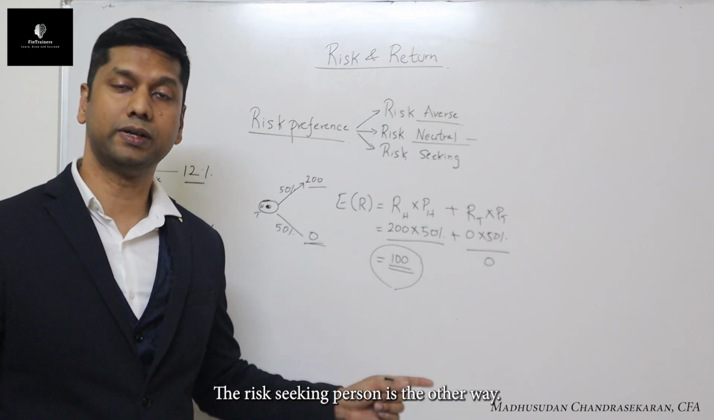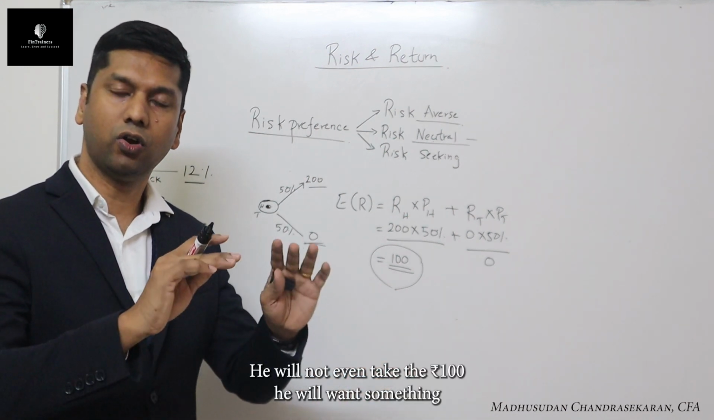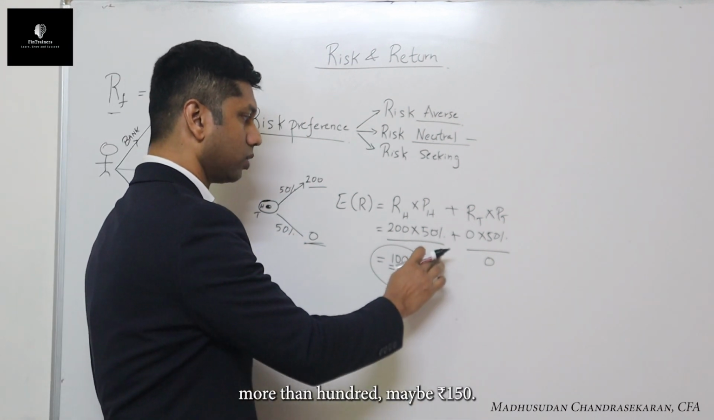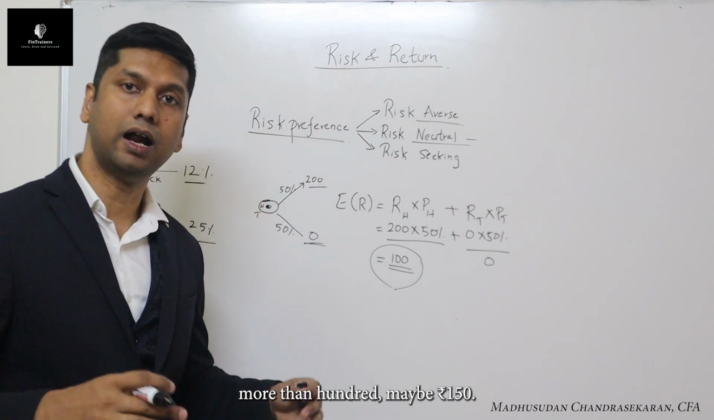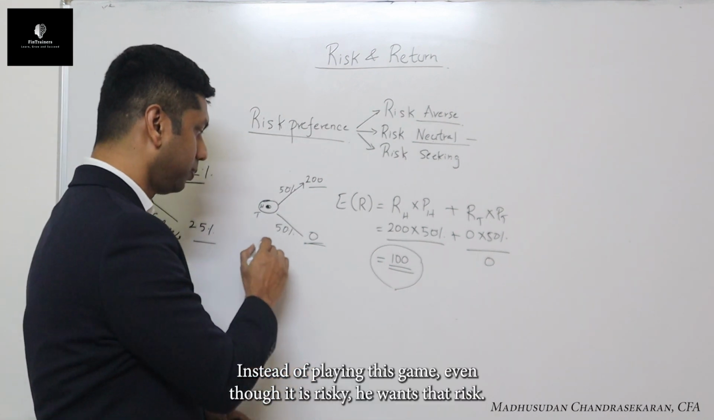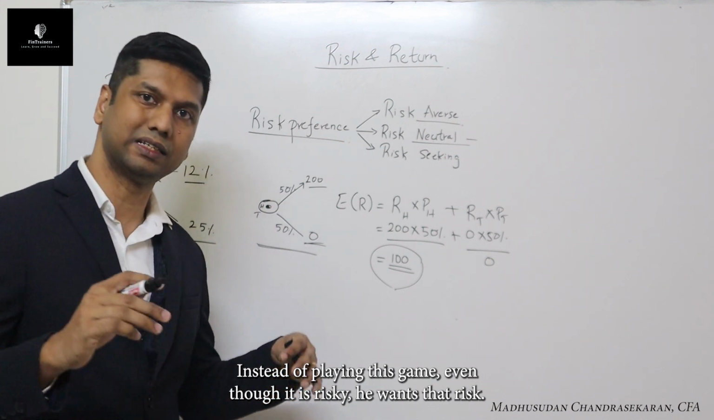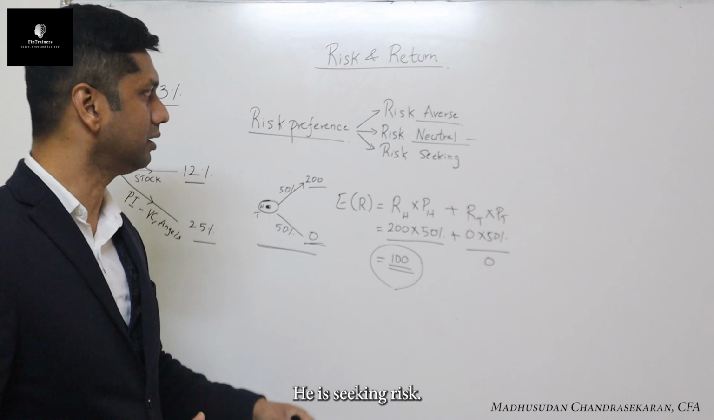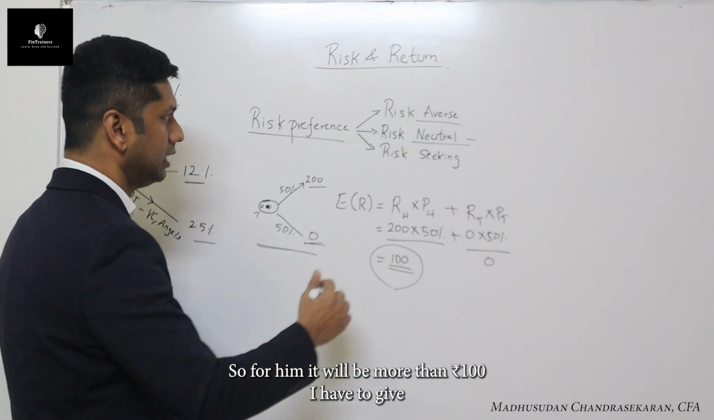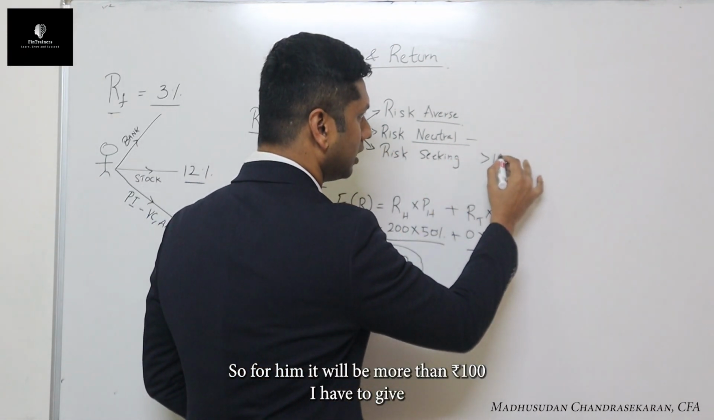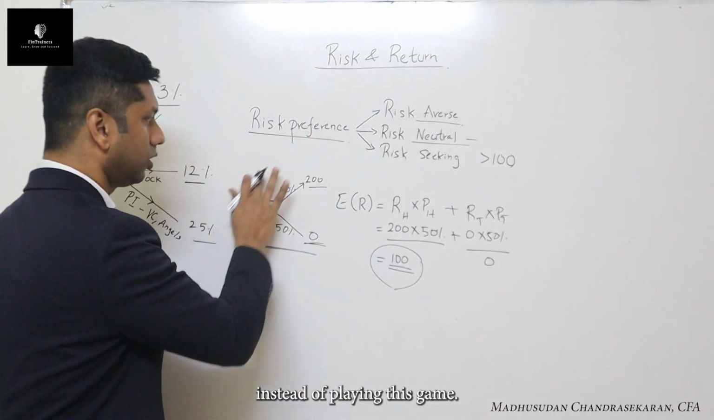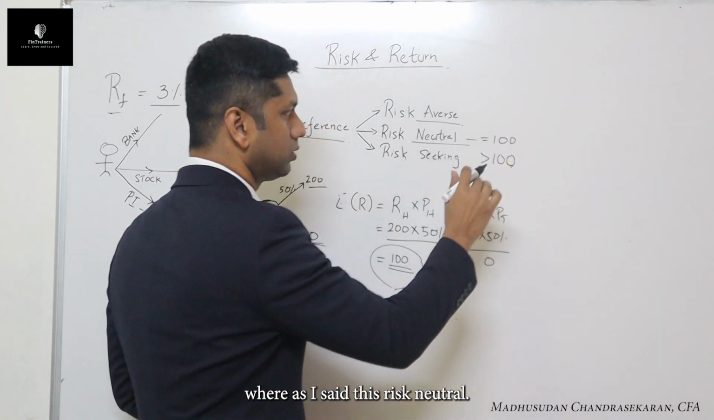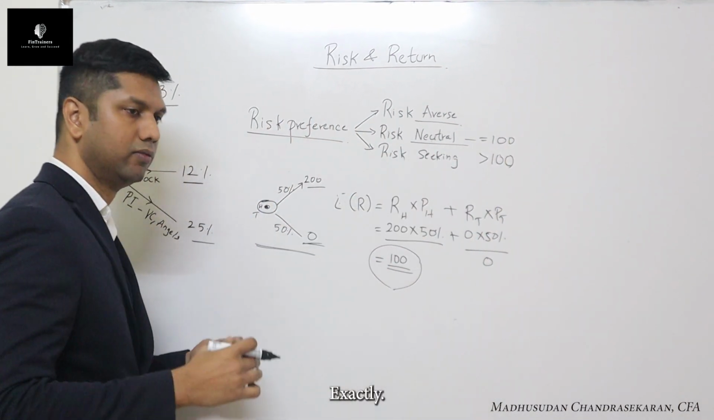The risk seeking person is the other way. He will not even take the 100 rupees. He will want something more than 100. Maybe 150 rupees instead of playing this game. Even though it is risky, he wants that risk. He is seeking risk. So for him, it will be more than 100 rupees I have to give instead of playing this game. Whereas, as I said, the risk neutral will be indifferent.